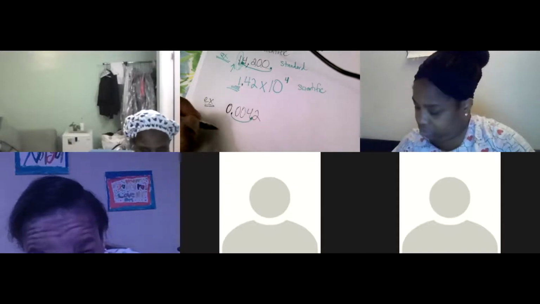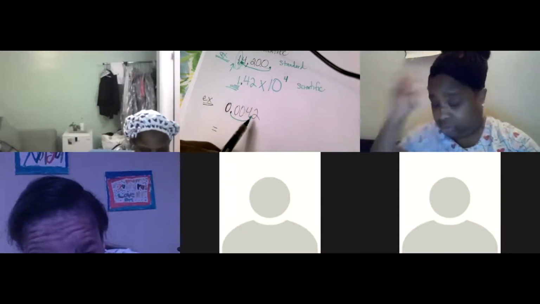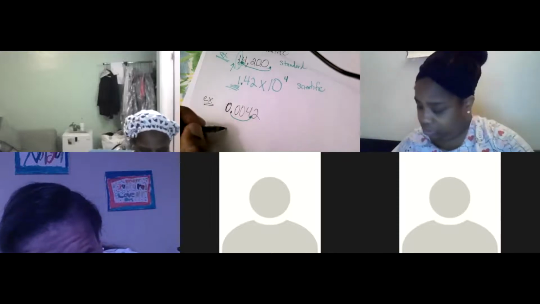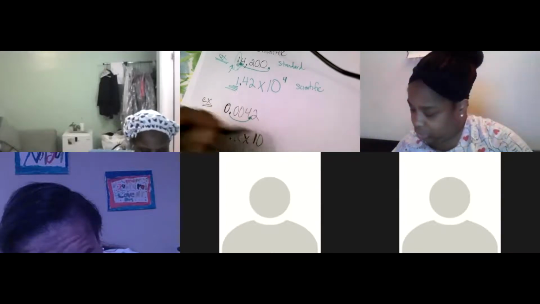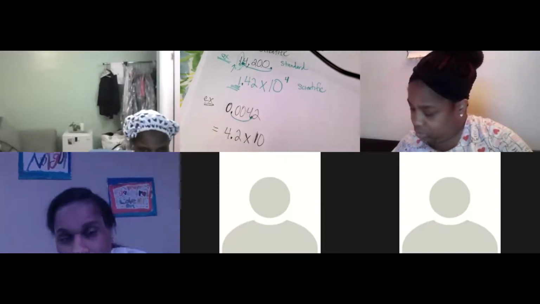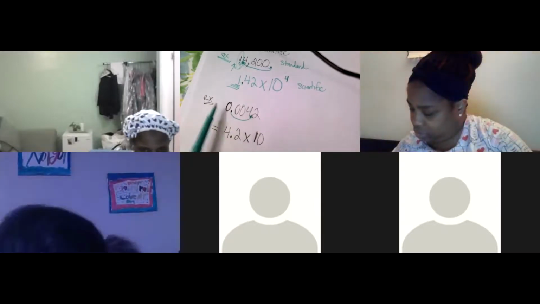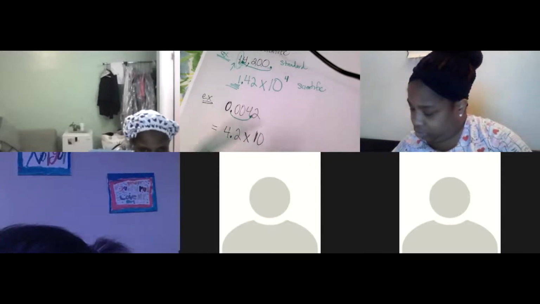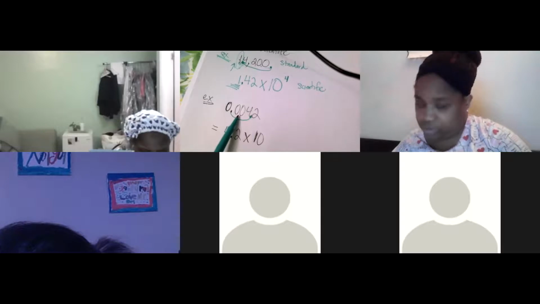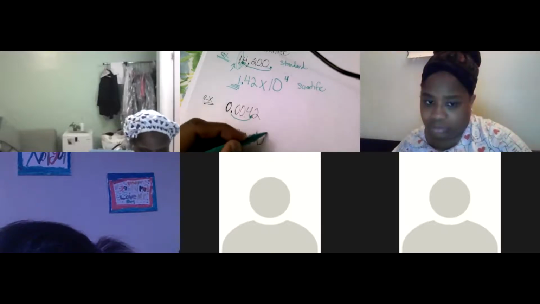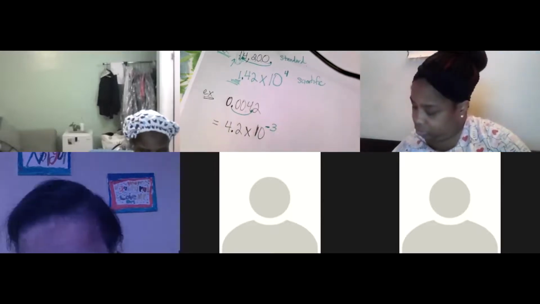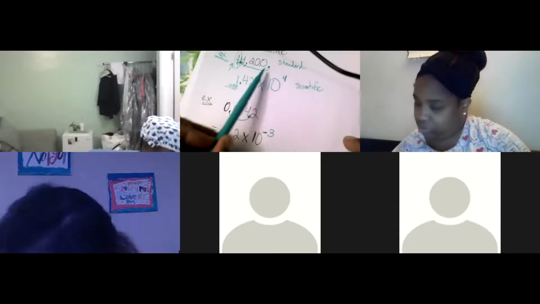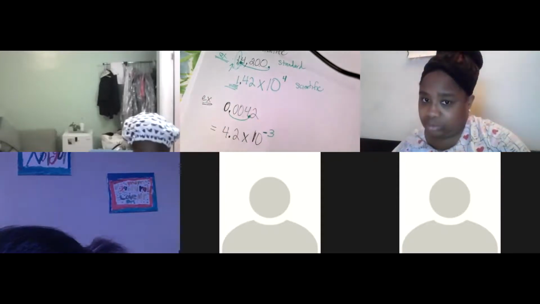So in this case, when we move the decimal, it's going to be between the 4 and the 2. So we got 4.2 times 10, and we have to count the number of places that we moved. When we're converting from standard to scientific notation, when we count to the right, 1, 2, 3, counting to the right, the exponent is negative. When we move to the left, the exponent is positive.